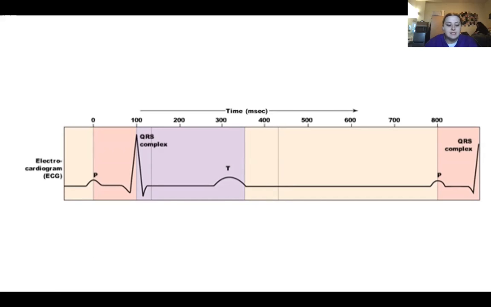We then have the ST segment or interval, and it is the time period from the end of the QRS complex to the start of the T wave. This interval reflects the period of no potential for either depolarization or repolarization of the ventricles. And lastly, the T wave represents ventricular repolarization. You can see on this ECG that another heartbeat begins, but does not finish on this graph.